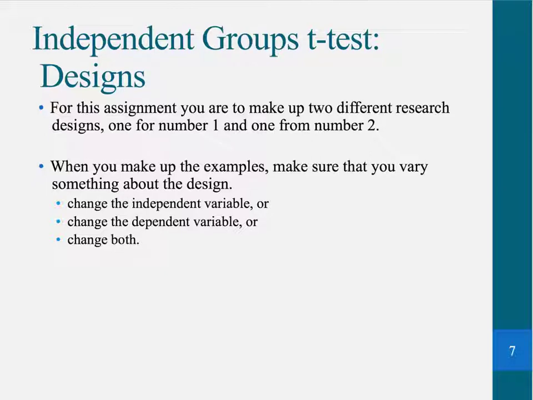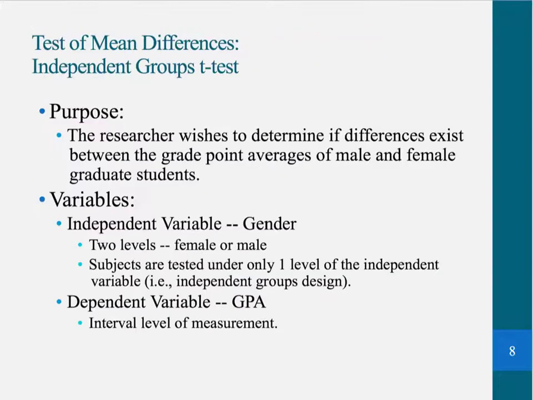When you make the two different examples, however, I want you to see that there is a very important requirement, and you can lose points if you don't meet this requirement. You must do one of these three things. You have to either change the independent variable, change the dependent variable, or change both the independent and dependent. You cannot use the exact same variables going from the first example you're coming up with to the second example.